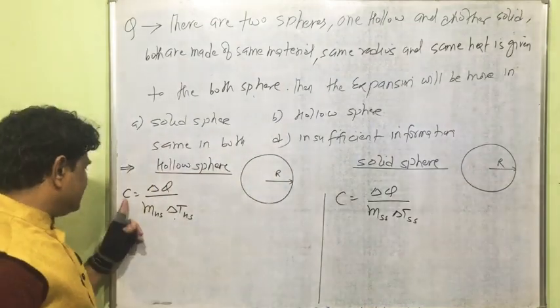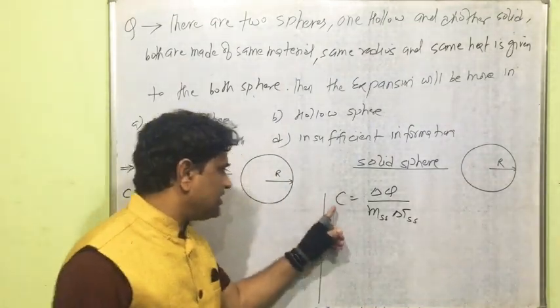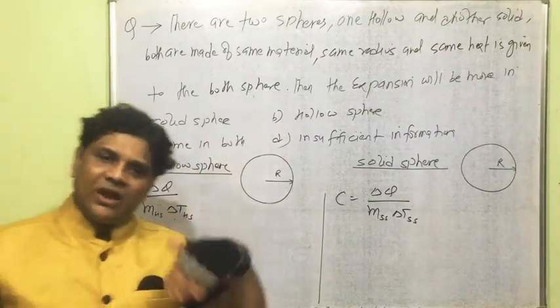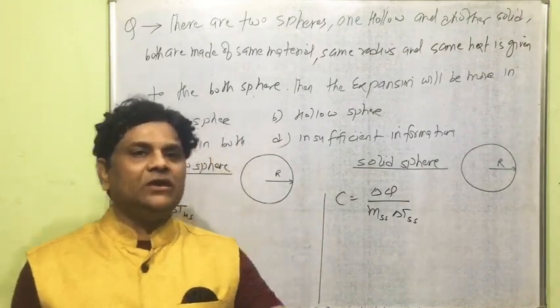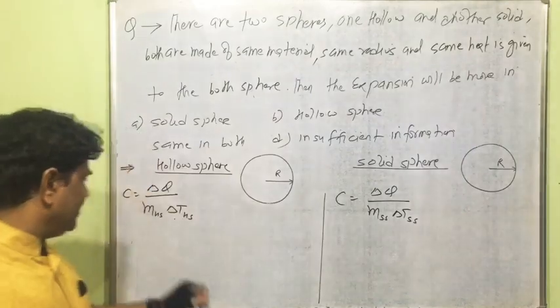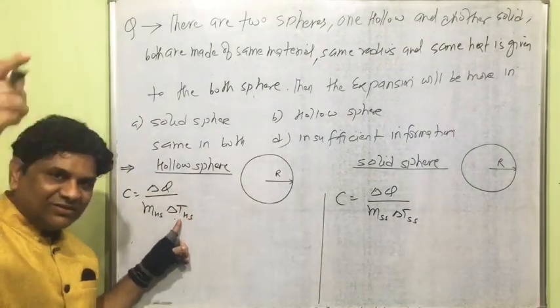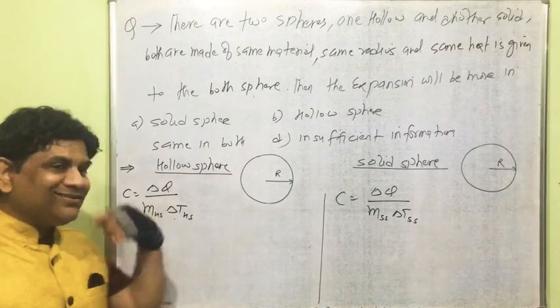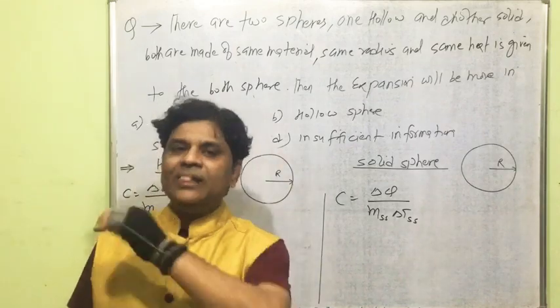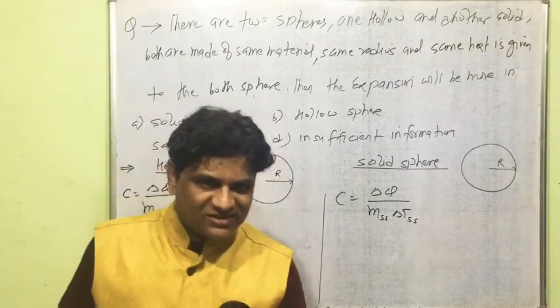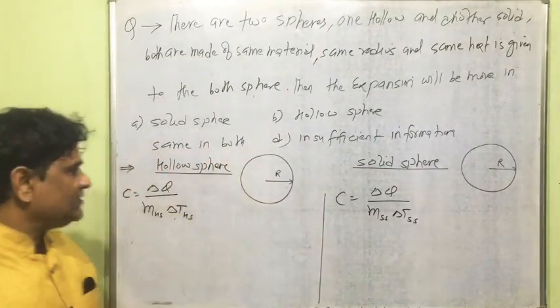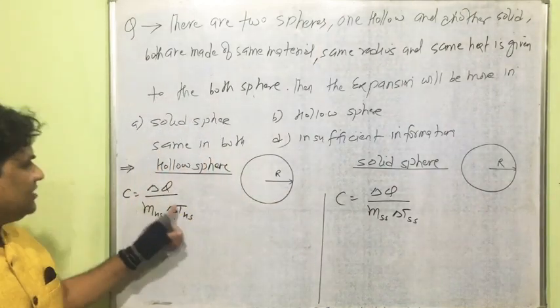Now, C is the specific heat capacity. How do we define specific heat capacity? It is the amount of heat required to raise the temperature of 1 gram of substance through 1 degree Celsius. So this is the value of specific heat capacity.